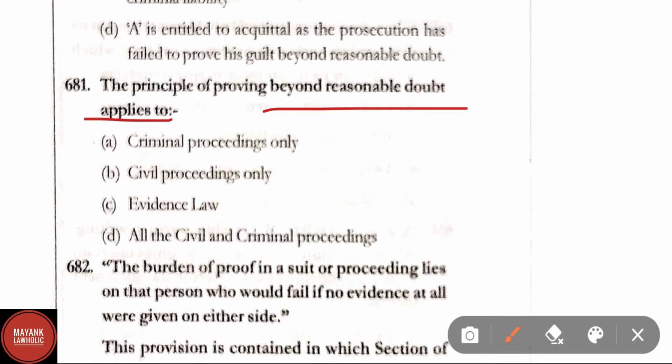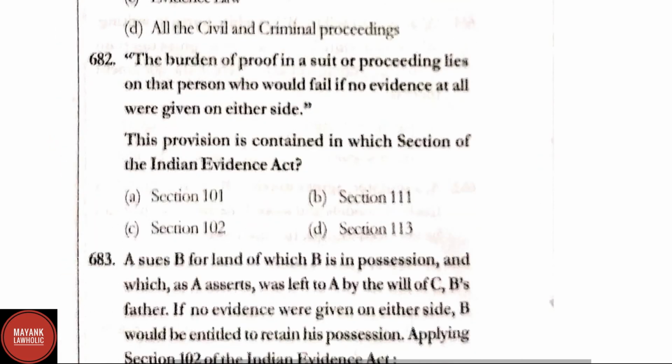Question number 681. The principle of proving beyond reasonable doubt applies to criminal proceedings only, civil proceedings only, all the civil and criminal proceedings. Correct answer is option A, that is criminal proceedings only. Question number 682.